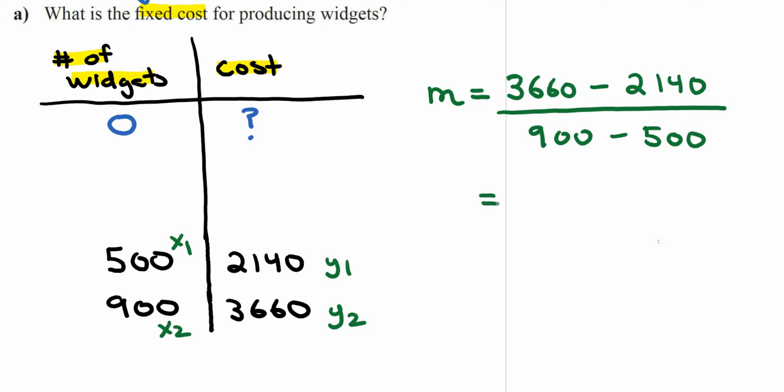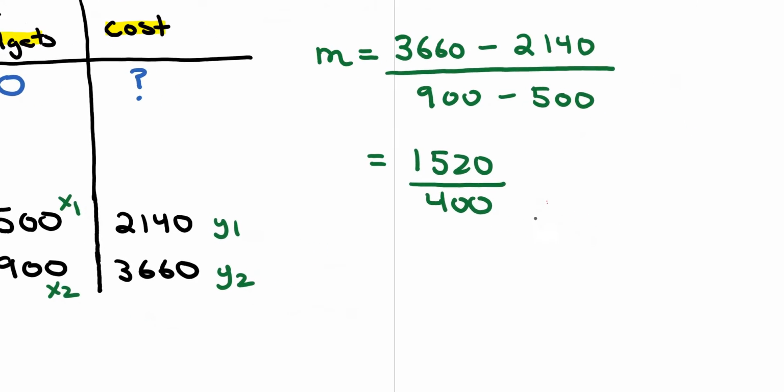If I do my calculations on the numerator, 3,660 minus 2,140 would give me 1,520. And on the denominator, 900 minus 500 is 400. There are different ways you could go about solving this problem. One thing you could do is continue reducing this slope to give you good numbers to work with. So how about we change this 400 to a 100? You do that by dividing the denominator by 4, and that means you can also divide the numerator by 4.